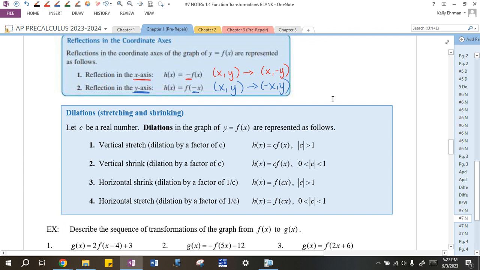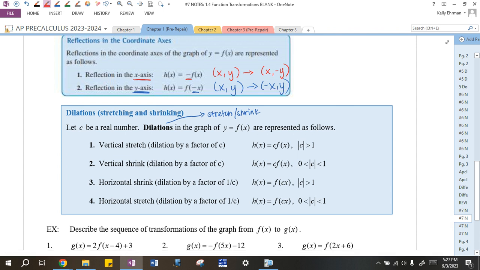I used to always just say stretching and shrinking horizontally or vertically, and it's still good to know what that is, but I'll show you some of our AP questions. We need to know what the dilation factor is. So C is a real number. A dilation in the graph, a dilation means a stretch or a shrink. So we use dilation for everything.